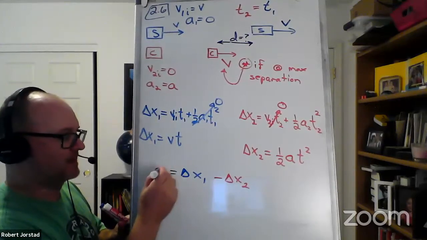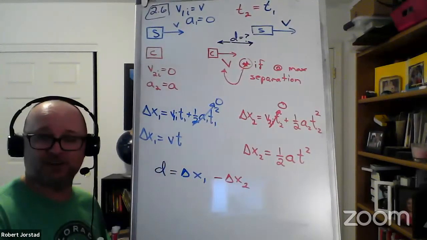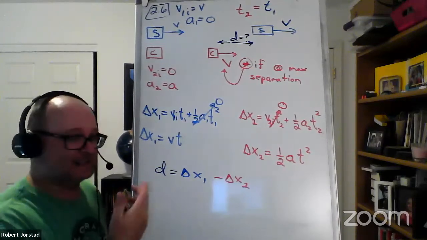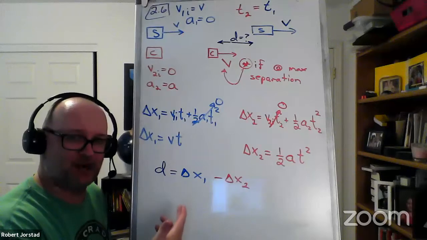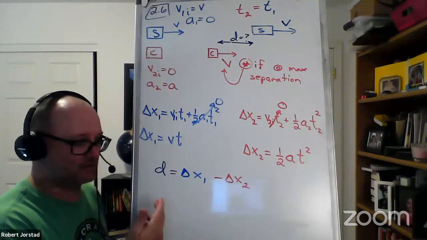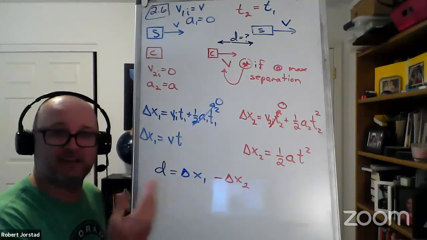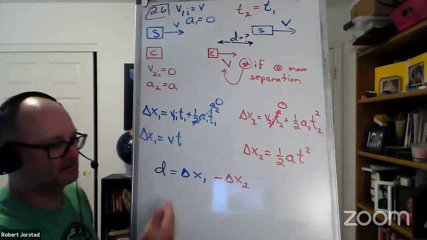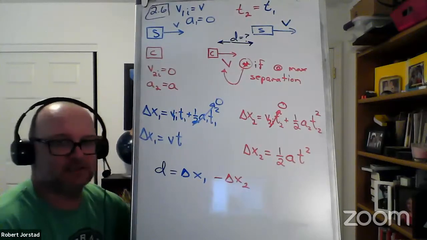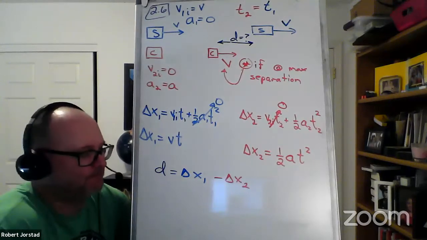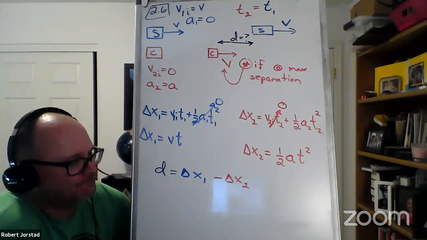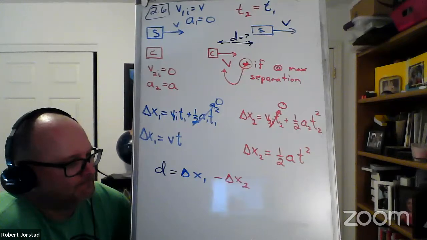Now, I want you to think to yourself, I've been saying distance, distance, distance. Is that okay for this problem? Aren't we supposed to be saying displacement? If it is okay, why is it okay? Why is it okay to use distance instead of displacement for this particular problem? They're traveling the same direction. Yep.